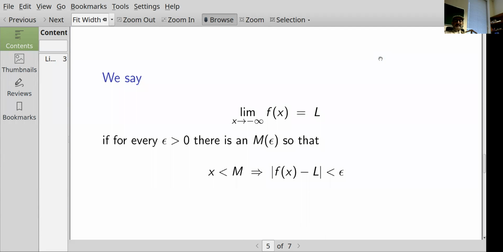Similarly, for limits at minus infinity, the limit as x goes to minus infinity of f of x equals L means that for every epsilon greater than 0, there exists an m dependent upon epsilon, such that x less than m implies the absolute value of f of x minus L is less than epsilon. So it doesn't matter how f of x is behaving before x equals m. Once x is to the left of m, you're guaranteed that f of x is within epsilon of L.